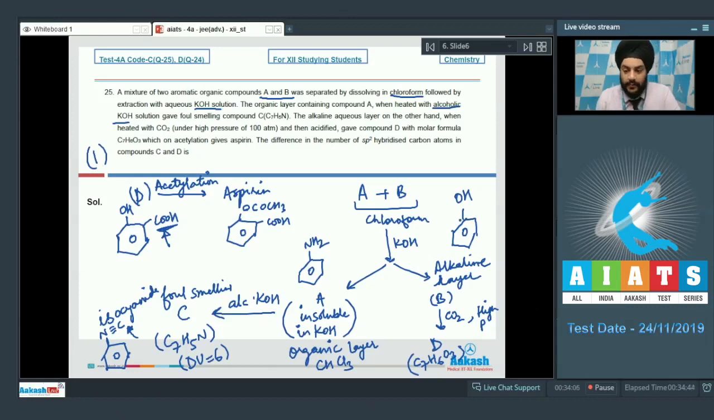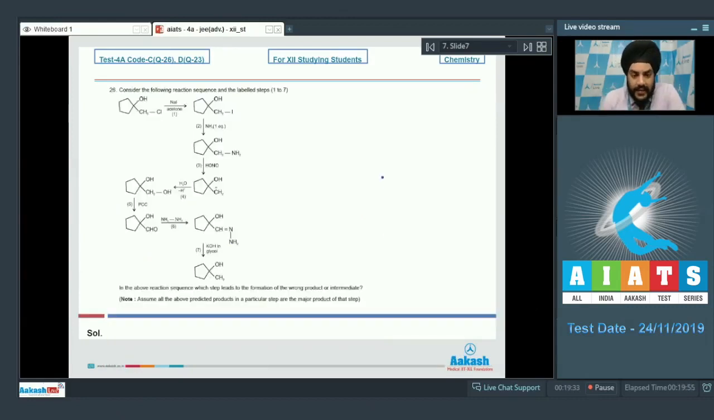Let us look at the next question now. Let us look at question number 26 now, students. Consider the following reaction sequence and the label steps 1 to 7. Okay, so we've been given a sequence of reactions, students, from step 1 to step 7. In the above reaction sequence, which step leads to the formation of the wrong product or intermediate? So it is mentioned to us that we have to assume that all the predicted products in a particular step are the major product of that step. Okay, so we are starting with this compound.